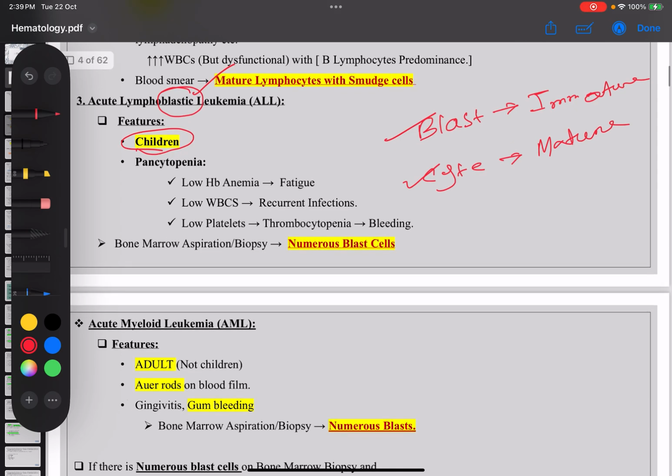Okay, so in case of diagnosis of leukemia, the initial investigation is full blood count. They'll ask you what will be the initial investigation, that is full blood count. Or what will be the diagnostic investigation, that will be bone marrow aspiration or biopsy. Okay, so this is the diagnostic test.